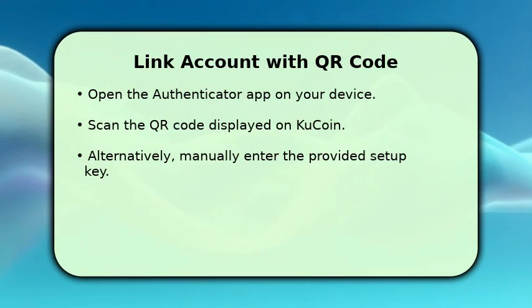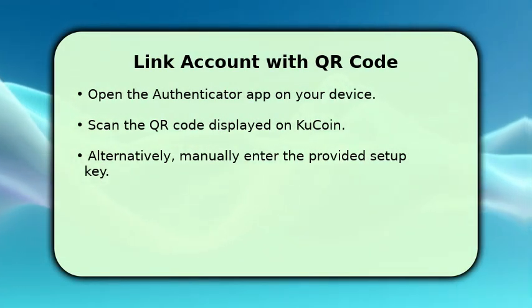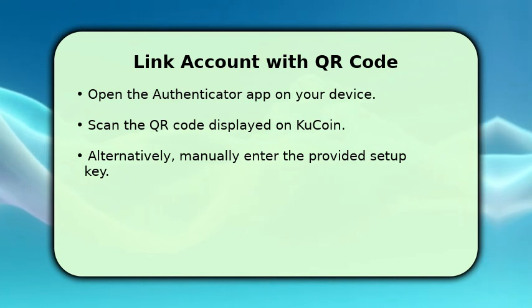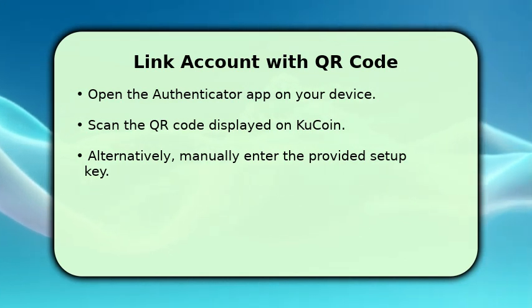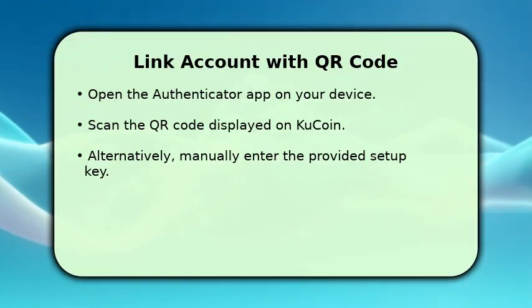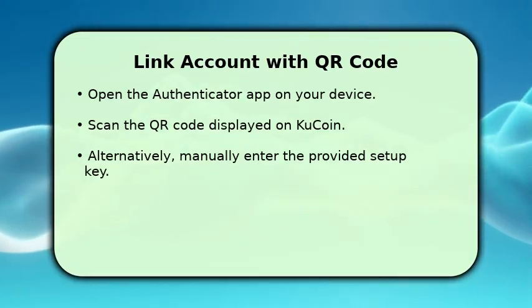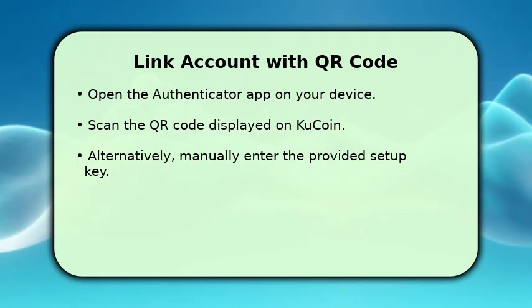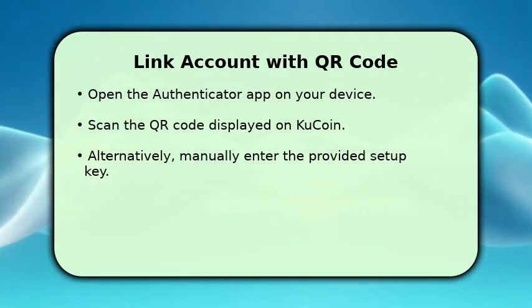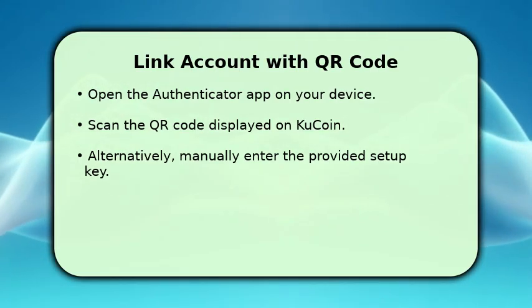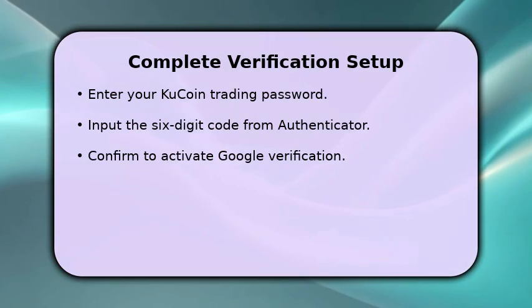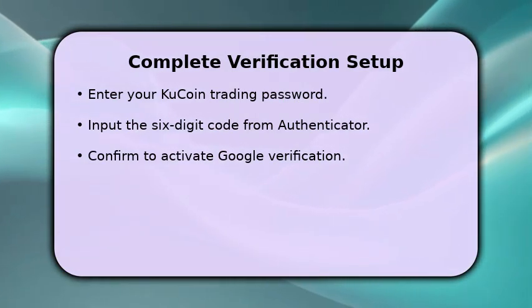Now, open the Google Authenticator app on your phone. On the KuCoin website, you will see a QR code displayed. Use the Authenticator app to scan this code. If scanning is not possible, you can manually enter the provided setup key into the app. This action links your KuCoin account to your authenticator, ensuring that only your device can generate the necessary security codes for login.